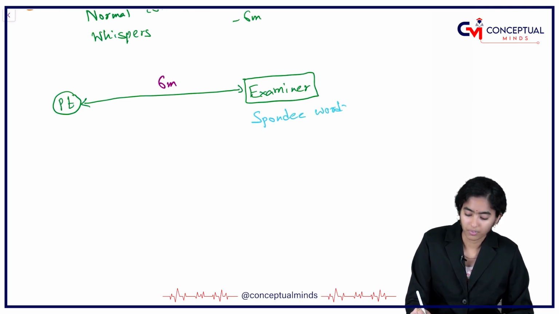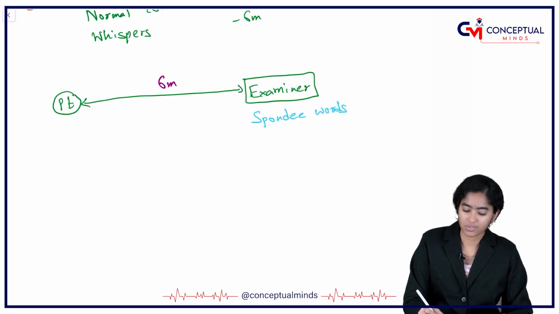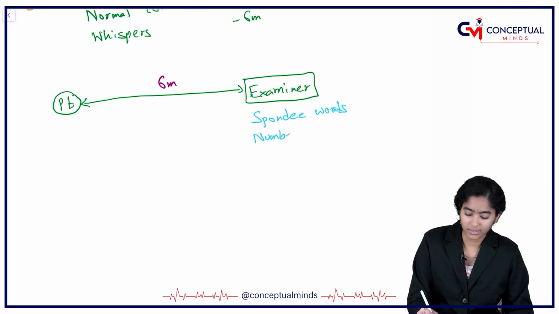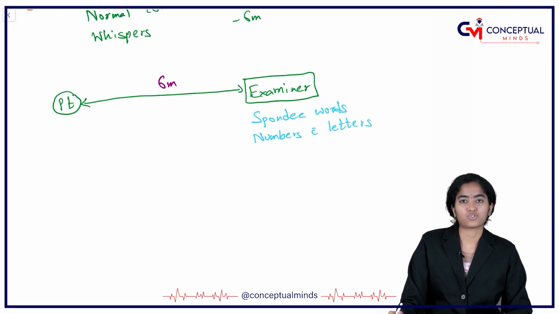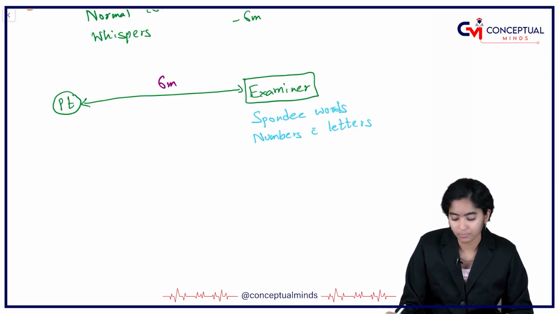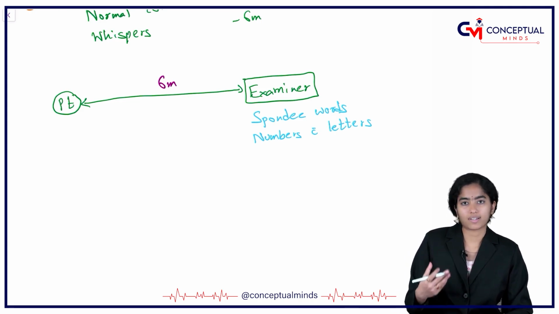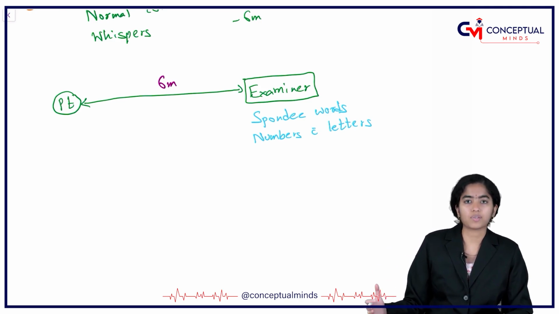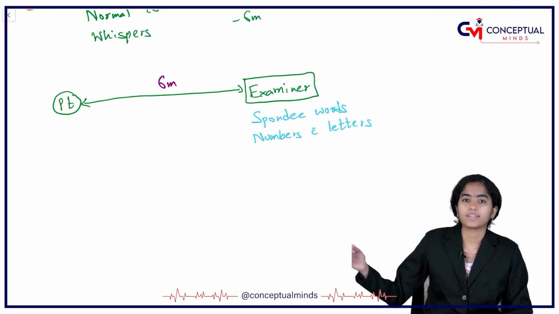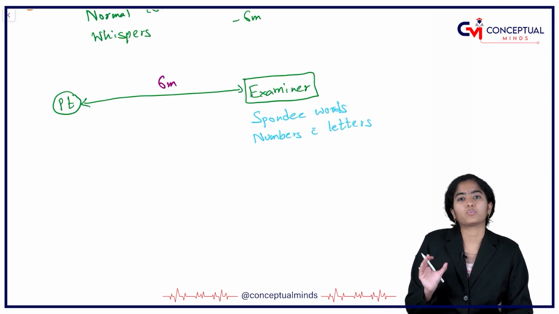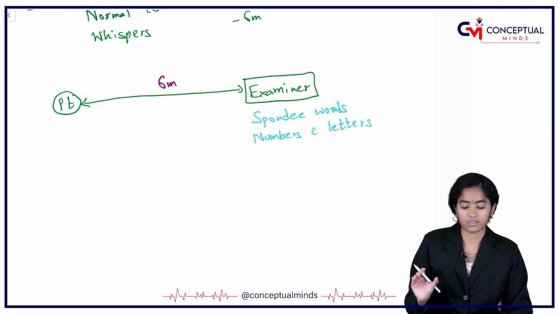or alphanumeric combinations, numbers with letters. Normal day-to-day conversations such as how are you, what is your name is not done in this test. We use spondee words or numbers with letters as in X3A, BF4, 6CD. Alphanumeric combinations like that. These words are uttered by the examiner and the patient should be able to hear them and repeat. From a distance of 6 meters, if the patient fails to listen and repeat, then the examiner moves closer and closer and at whatever distance he hears, we mark that distance.